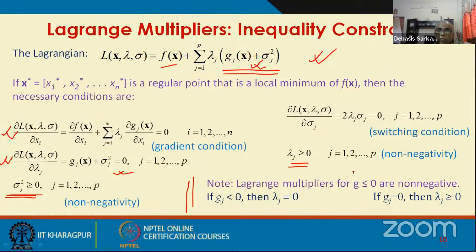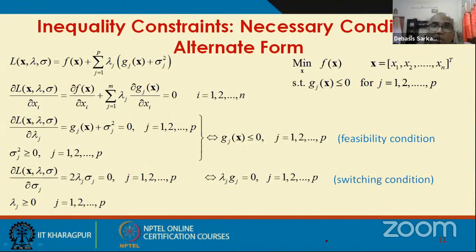But you can always write g greater or equal to 0 type as well, but then this line will be changed to: Lagrange multipliers for g greater or equal to 0 are non-positive. So to avoid confusion, I suggest let us always convert the inequality constraint as g less or equal to 0, and remember that Lagrange multipliers for g less or equal to 0 inequality constraints are always non-negative. So now let us look at the alternate form.